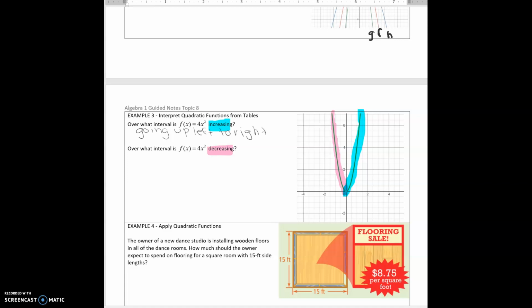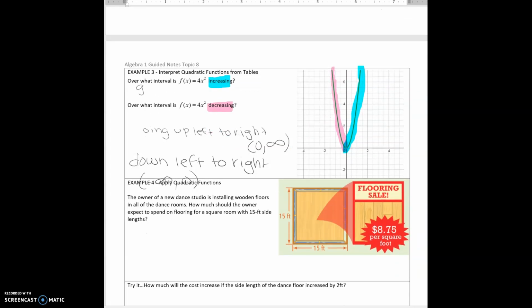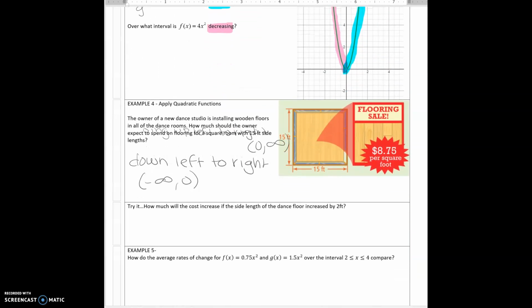And it starts at 0 and then goes to infinity. So 0 to infinity. And then decreasing would be going down left to right. And that starts over here and then goes down to 0, 0. So negative infinity to 0. Might have to just erase that. Not sure why that's following.